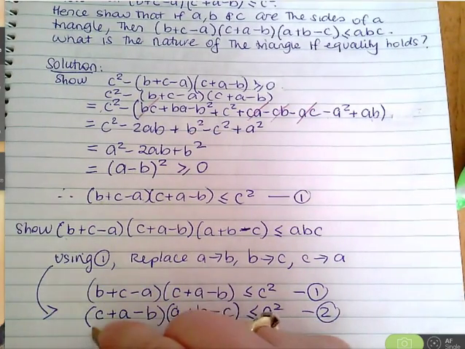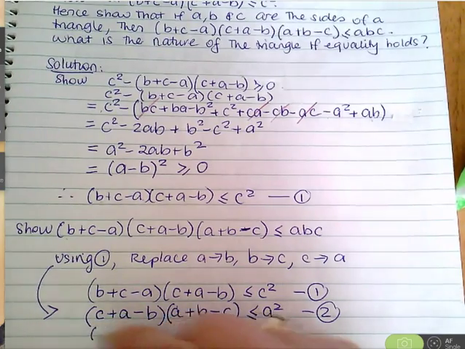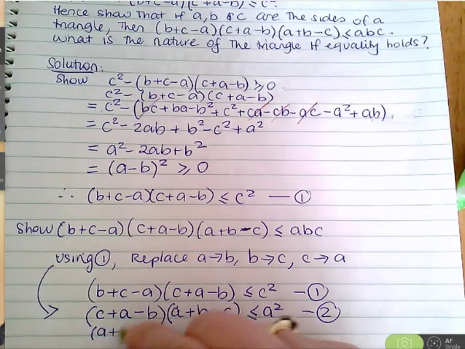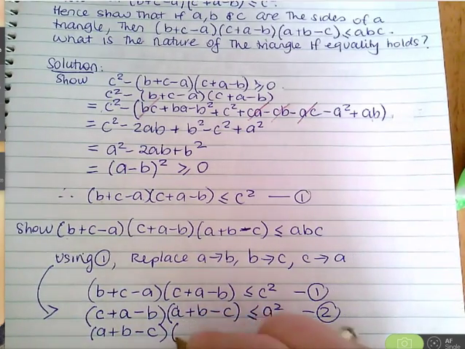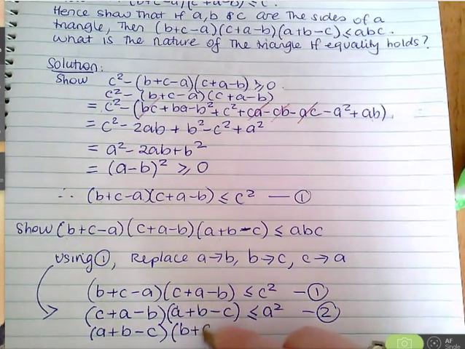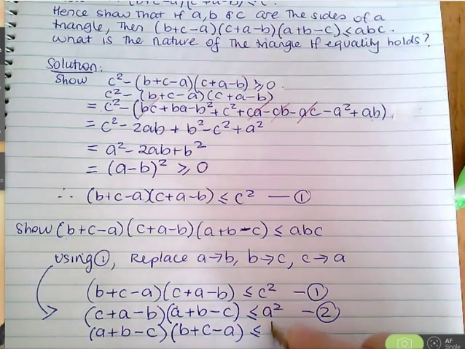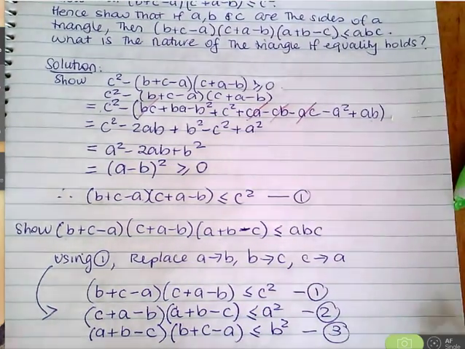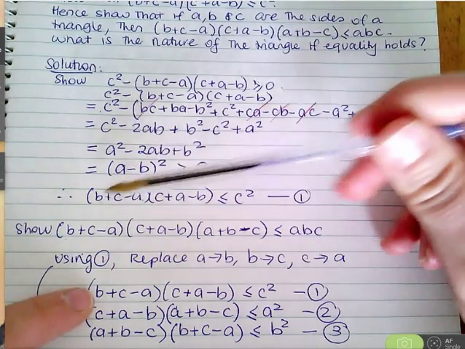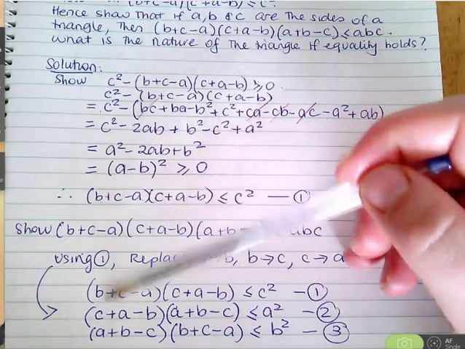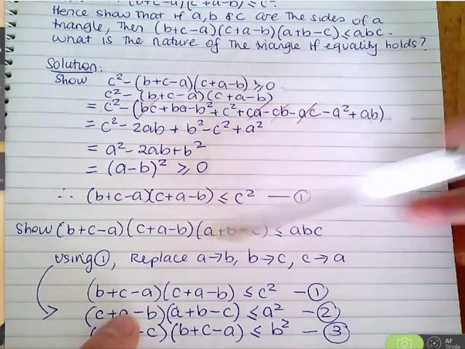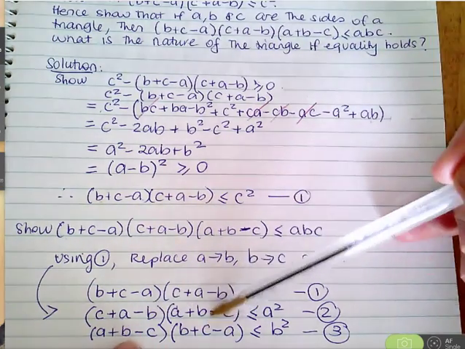And again, keep replacing. We'll replace the C with an A, etc. A with a B, B with a C. We will get A plus B minus C times B plus C minus A is less than or equal to, replacing the A with the B there, B squared. So we now have all of the things that are appearing here. We've got B plus A minus C twice, C plus A minus B twice, and A plus B minus C twice.